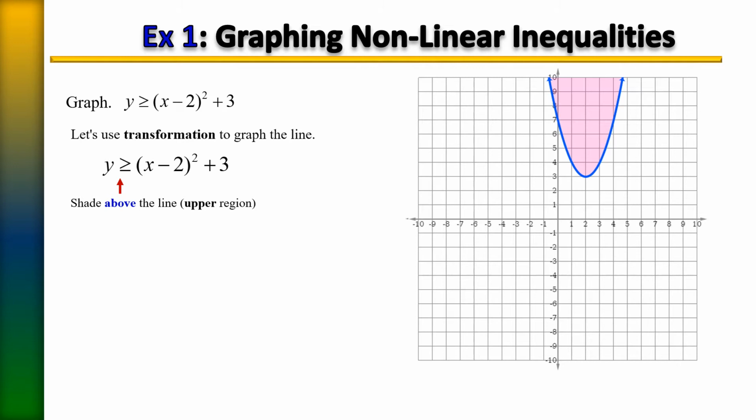Now, another way you can determine which region you're going to shade is by using the test point method. The best test point to use is the test point of 0, 0, which is right there at the point of origin, as long as your graph does not go through that point. Now, of course, if your graph goes through that point, then you're going to have to choose another test point. But by far, 0, 0 is the best test point to use because it gives you your values quickly so that you can read your statement and determine whether it is true or false.